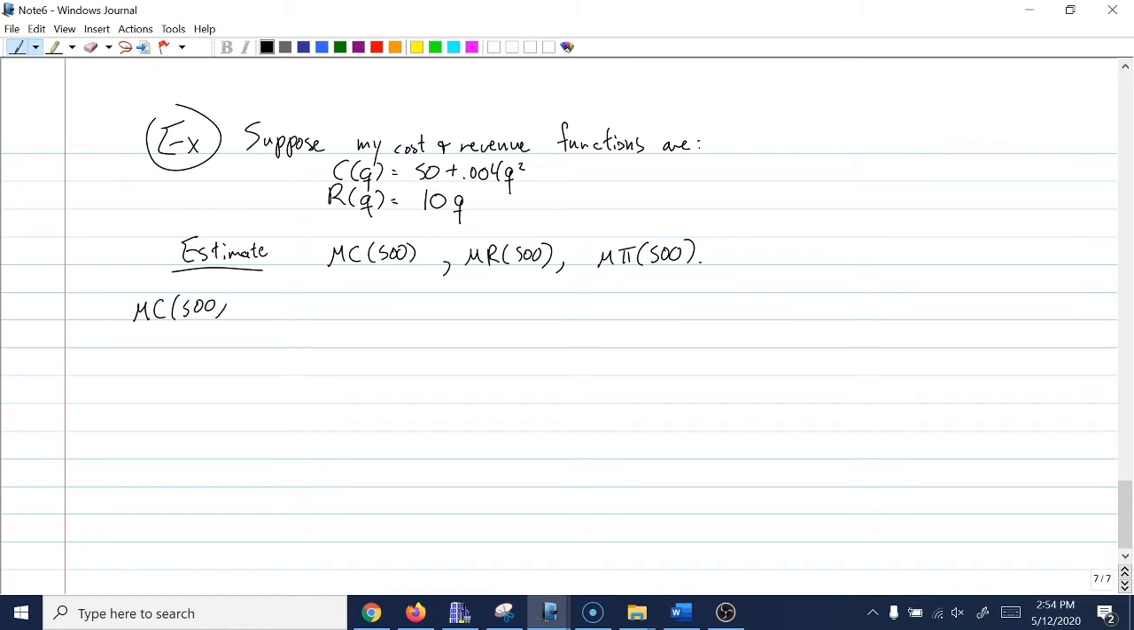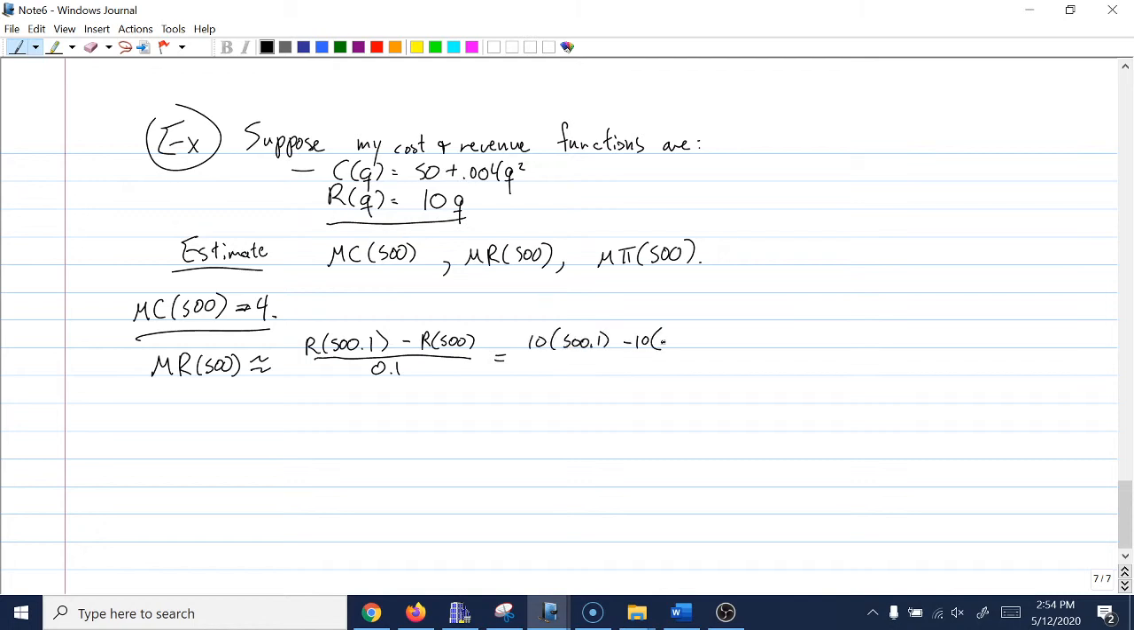MC of 500 we just did. It was 4. That was the last example. This is the same cost function, by the way. Let's do MR of 500. I need R at some number close to 500, at least 500.1, minus R of 500, divided by 500.1 minus 500, which is 0.1. How do I take R of these things? It's 10 times that number. So I need 10 times 500.1 minus 10 times 500. Divide that by 0.1.